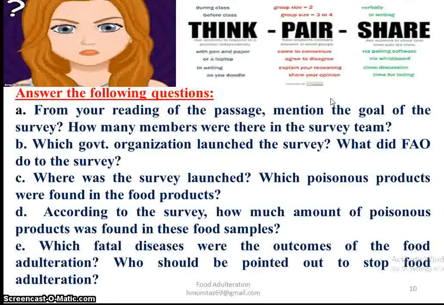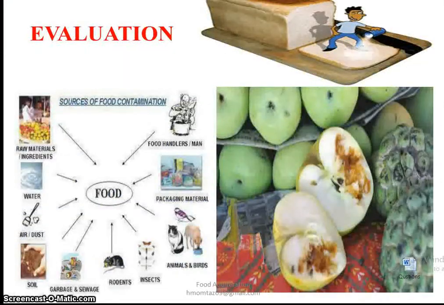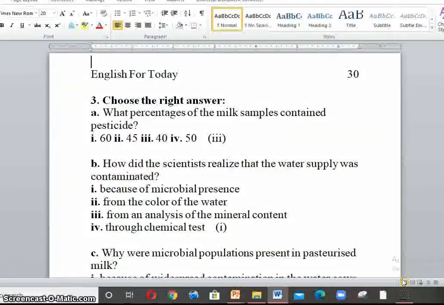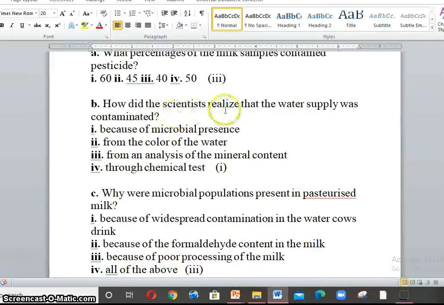Now come to the questions of our total text. Before going to the questions, we can share some multiple choice questions here. We can review our memory or knowledge. This is from your text. You see, what percentage of the milk samples contain pesticide in your text? What percentage? 40%. In how many samples? 82 samples, you will find in the text. How did the scientists realize that the water supply was contaminated?